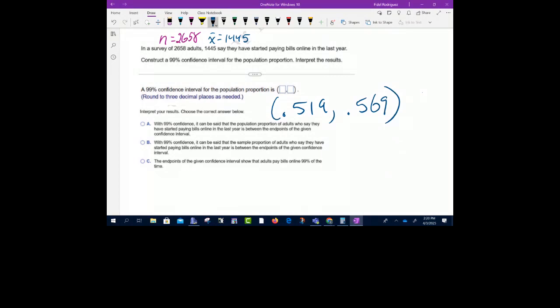Okay. Now, we're going to go back here and we're going to say, okay, what are we talking about again? I don't know if y'all remember this from elementary school, right? They would say, hey, look, when you're reading something, you're looking for context clues, right? Remember that back in the day? Maybe even junior high? Look, population proportion. So I'm going to come back here and say, hey, look, boom, population proportion. With 99% confidence, it can be said that our population proportion who have said that they started paying bills online is between those endpoints, right? So that's what I'm looking for there, right? There we go.